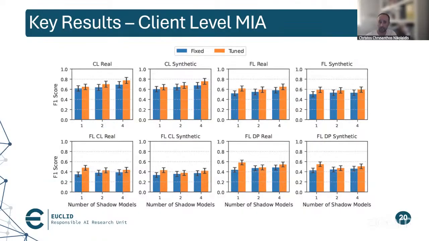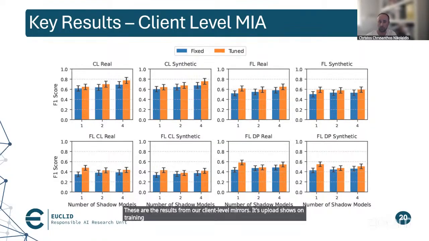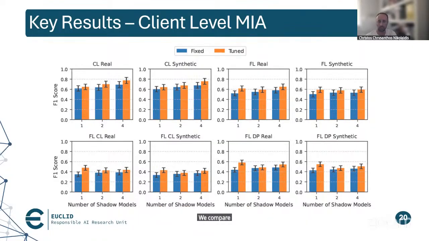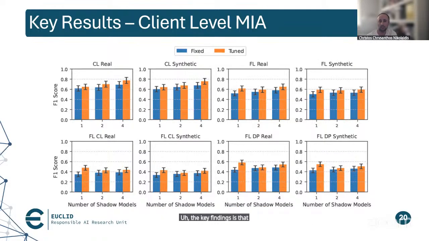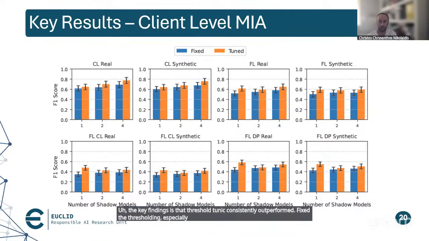These are the results from our client-level MIAs. Each upload shows one training configuration. We compare fixed vs tuned threshold strategies using 1, 2, and 4 shadow models. The key finding is that threshold tuning consistently outperforms fixed thresholding, especially in centralized setup.